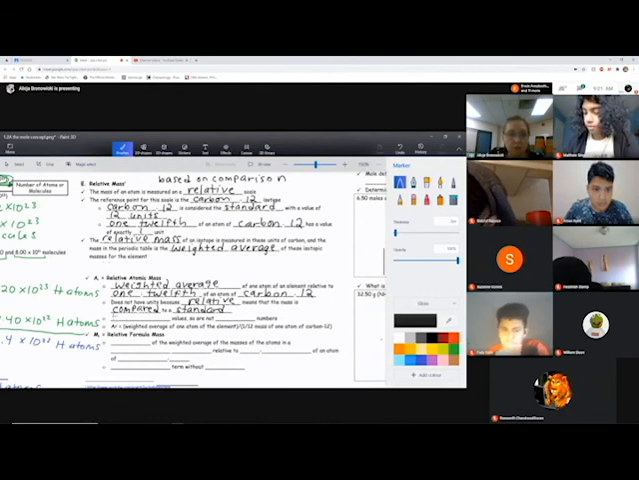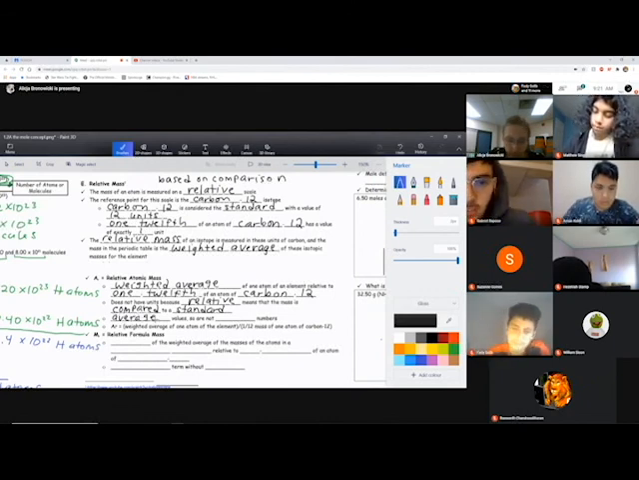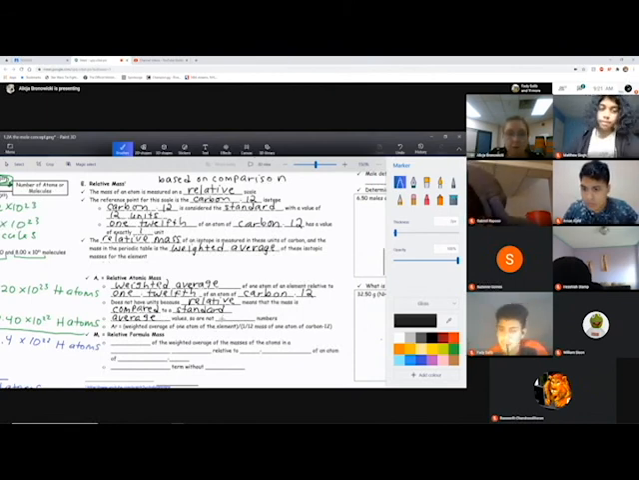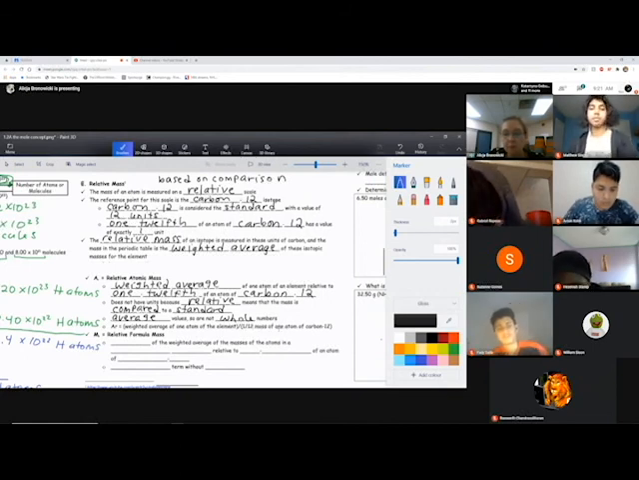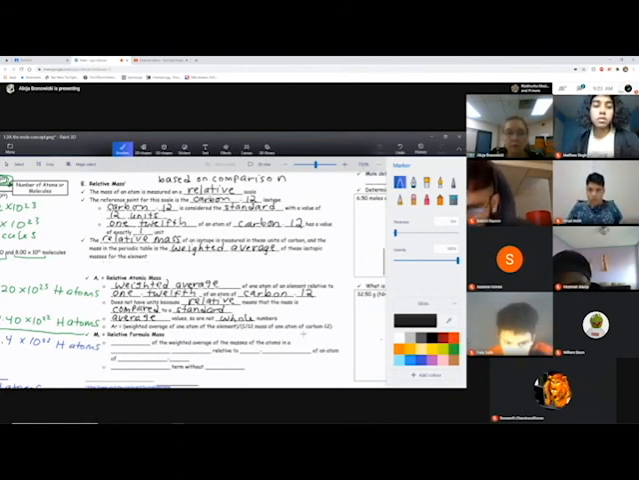So these are average values. They're not whole numbers. So relative atomic mass is an average value, so it's not a whole number. So my relative atomic mass is the weighted average of one atom of the element, divided by 1/12 the mass of one atom of carbon-12. I need to read over this.